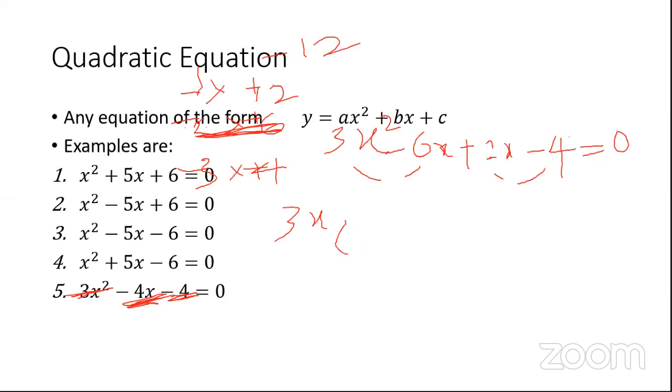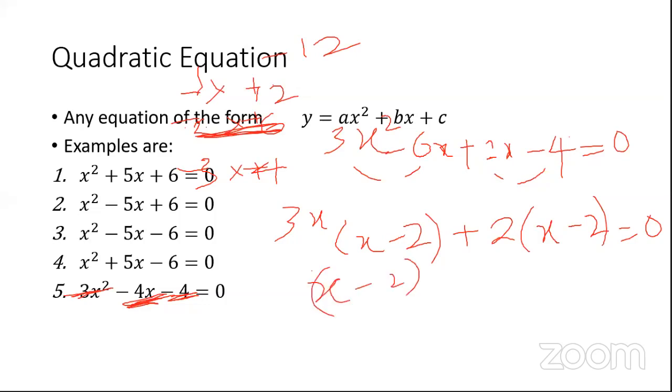So we have x minus 2. In that case, 2 is common, so 2 into brackets x minus 2 equals 0. From there, you can see that x minus 2 is common. Bring it out, x minus 2. Then you are left with 3x plus 2. So (x minus 2)(3x plus 2) equals 0. From there, you can equate the factors. If x minus 2 equals 0, it means x equals 2.